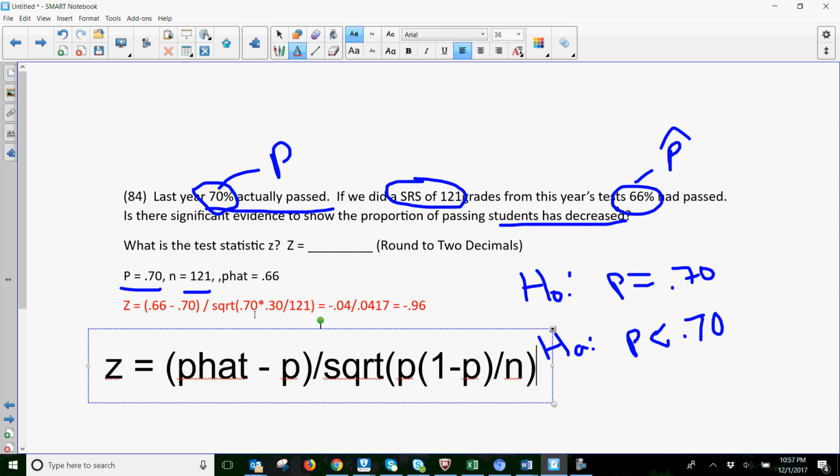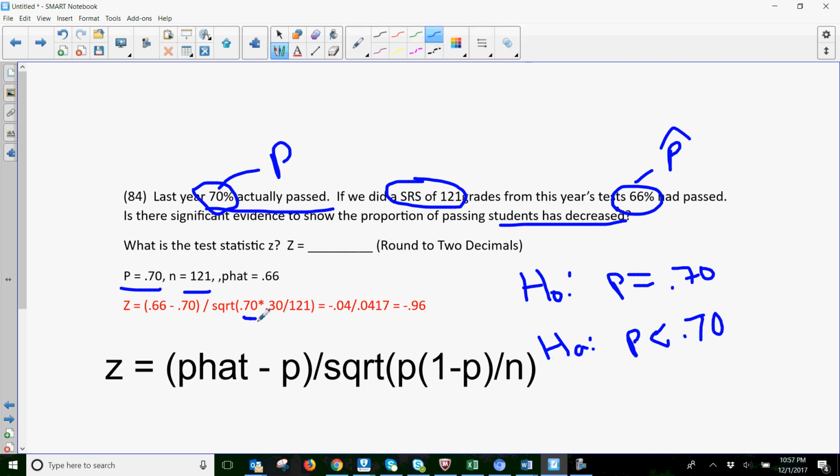When we do the test statistic, the thing to remember is we use p here, not p hat, and 1 minus p. Sometimes they call this p naught, for the null hypothesis. So this would be p naught and 1 minus p naught. That's important to remember. And when we calculate that, we get a Z statistic of negative 1.96. So let's see what we do with that.